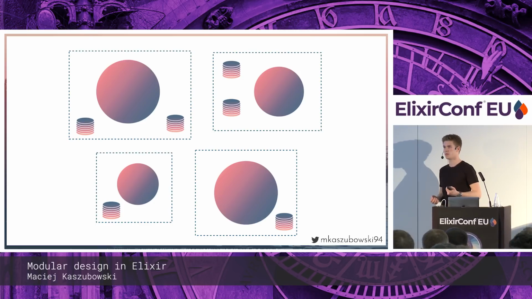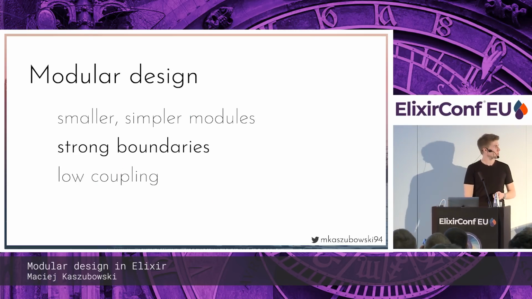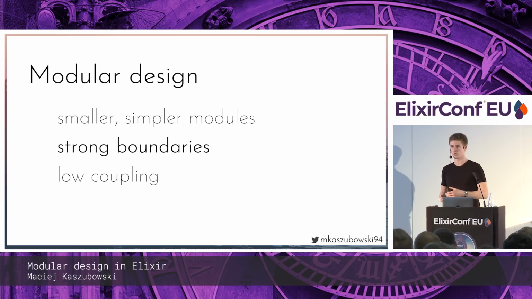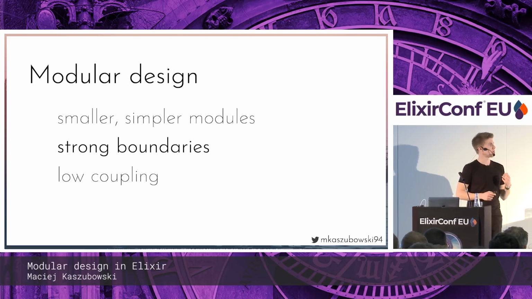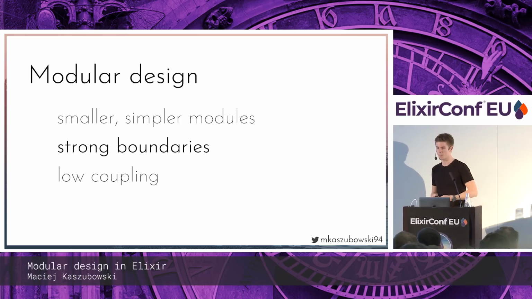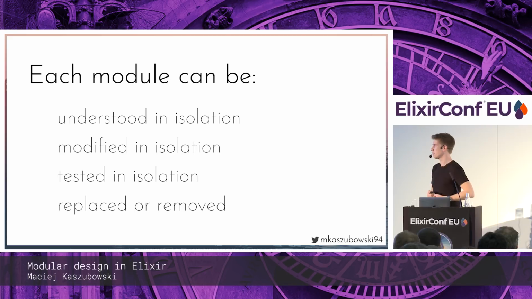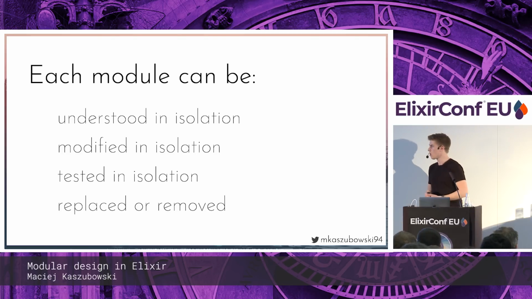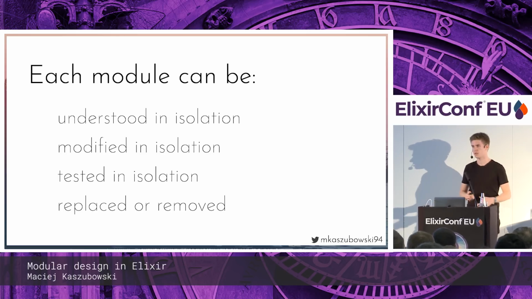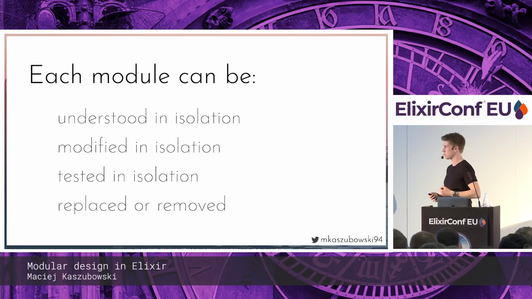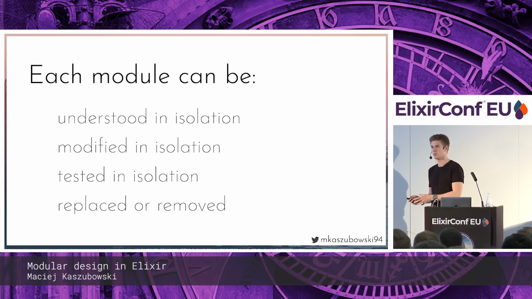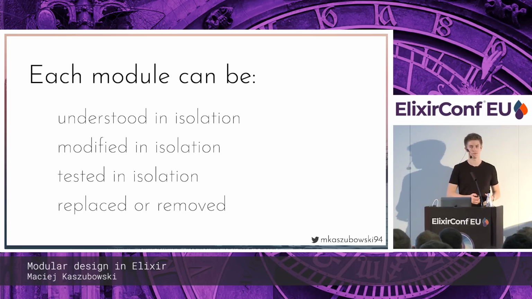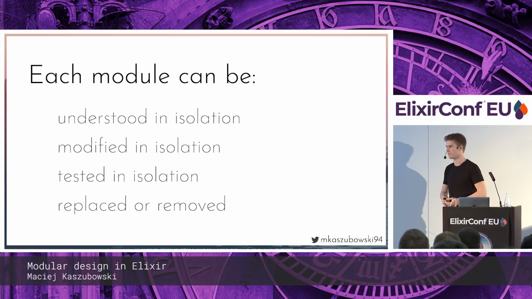And our goal is to make the modules small, make the modules well isolated from the rest of the system, and make the system in such a way that we don't introduce a lot of coupling. And when we achieve this, we can understand each piece of the system in isolation. We can reason about each subproblem without having to worry about too much unimportant detail. We can modify some parts of the system, some behaviors, without changing multiple modules. We can test the module in isolation, and we can even replace the module entirely or remove the functionality altogether without, hopefully, breaking something.